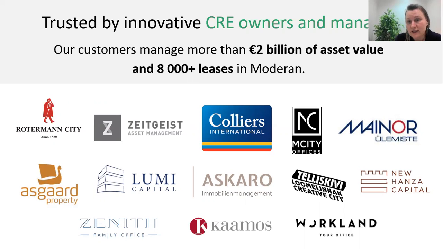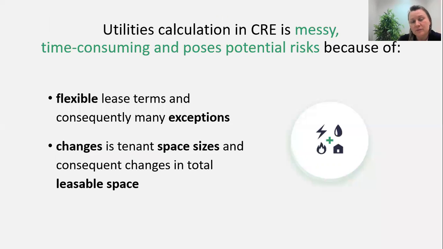And we are today trusted by commercial real estate owners and managers in many countries, managing more than 8,000 leases already, with Moderan assets worth more than 2 billion. Here's a short snapshot of some of them, and we have experience with hundreds of properties with them. So that is our background, and working with them, we have learned a lot about commercial real estate lease management and utilities calculation.